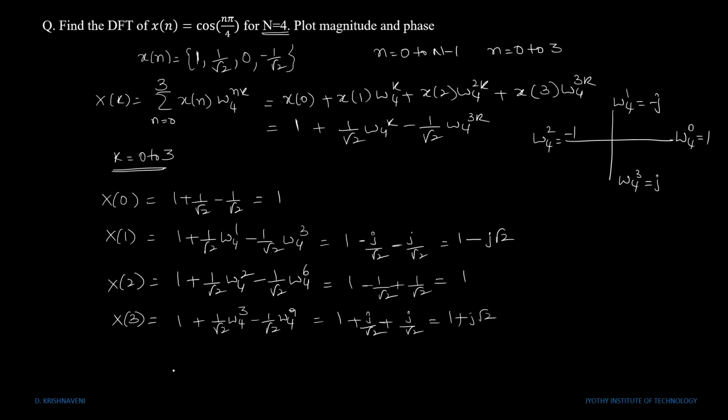So we got X of k equal to 1, 1 minus j root 2, 1, 1 plus j root 2. So this is about DFT. Now we have to plot the magnitude and phase. So to plot the magnitude and phase, we have to convert the complex numbers which are in rectangular form to polar form. Magnitude is given by square root of a square plus b square. If a plus jb is the complex number, then magnitude is square root of a square plus b square, and phase is given by tan inverse of b by a.